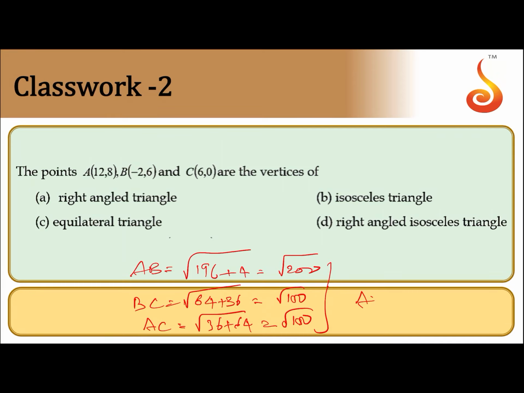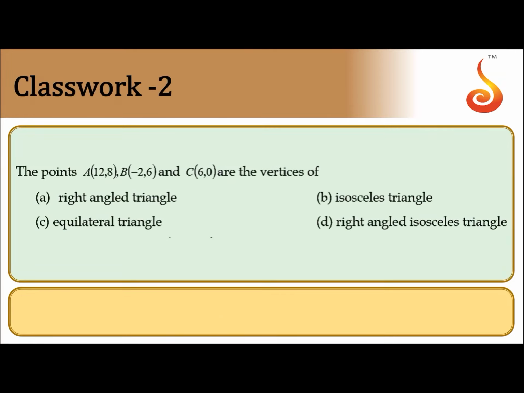Clearly we can see that AB square is equal to BC square plus AC square. But at the same time BC and AC are also equal. And therefore I would say that the triangle is a right-angled isosceles triangle. So the answer for the problem is a right-angled isosceles triangle.